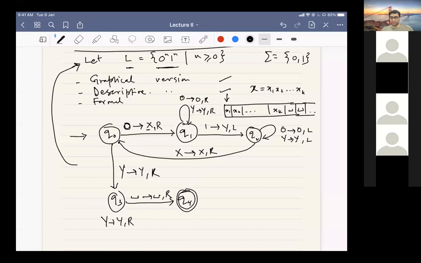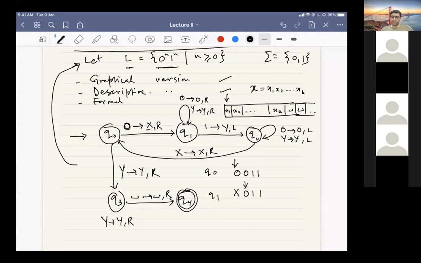So let us run some small strings. Let's say we pass 0011. The head of the machine will be on zero, so it sees a zero here. It changes zero to X and moves to the right-hand side, right? So I will write the next configuration here. It will become X011 and the head moves to the next zero. And now the machine is in Q1. It was in Q0, now the machine is in Q1.